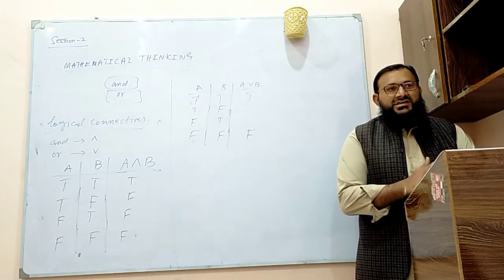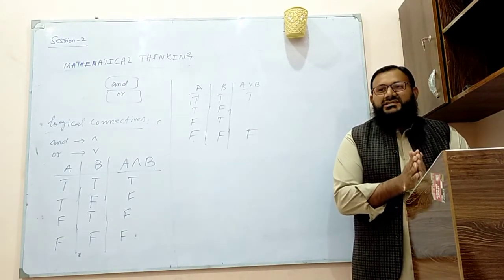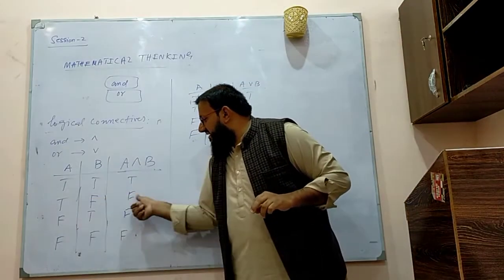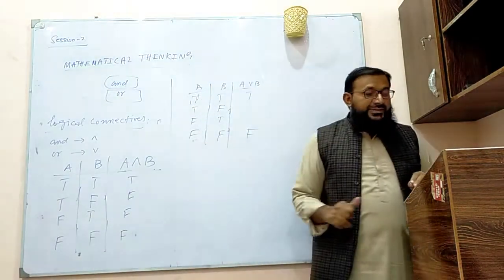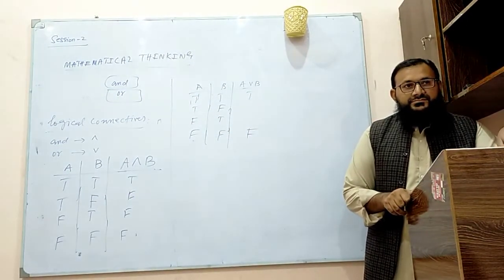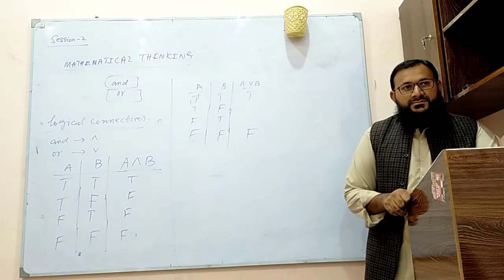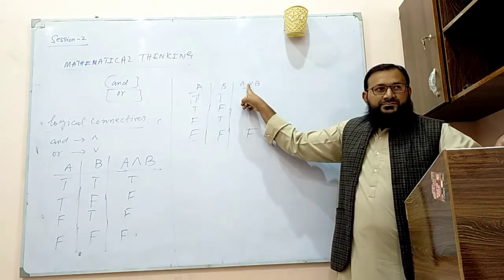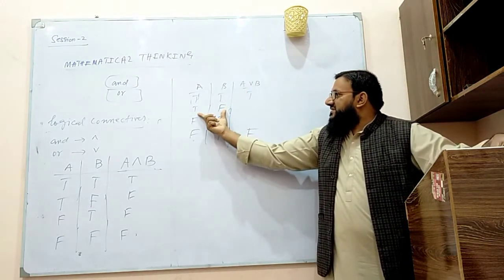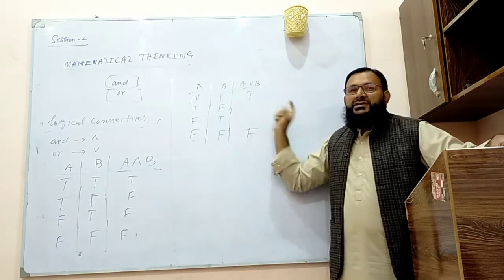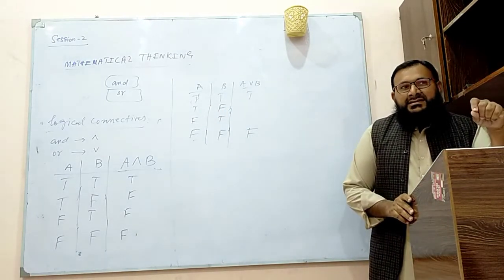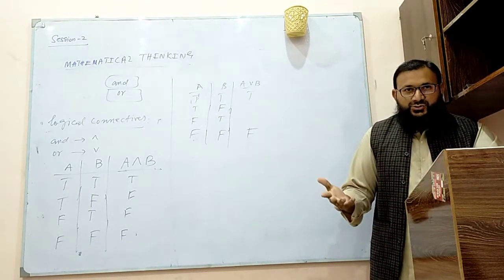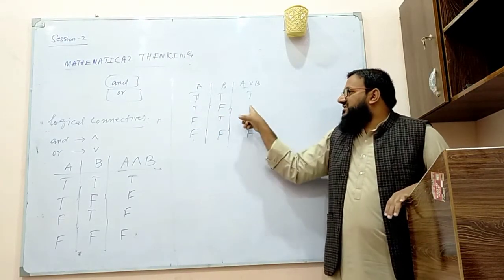The main problem is the cases between these two: A is true, B is false, and A is false, B is true. In this case, what should the result be? If either of the two is true, then the result will be true. It means if your connective is or, then if any one of the statements is true, the result will be true. Any one being true is mandatory. If both are false, it is false. If both are true, it is true. If any one of them is true, the result is true.